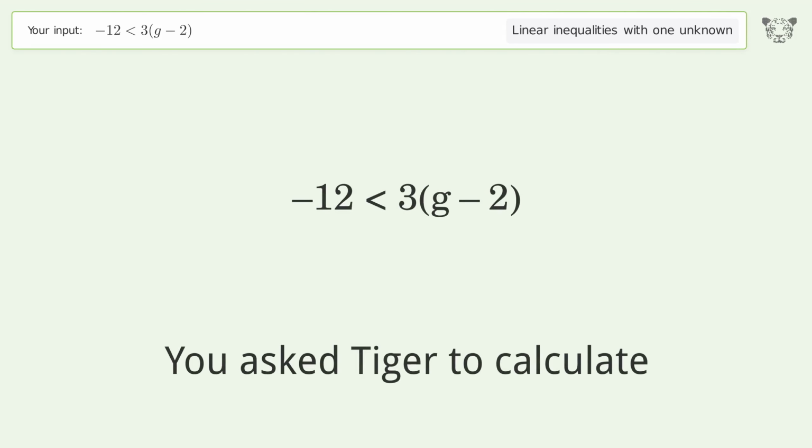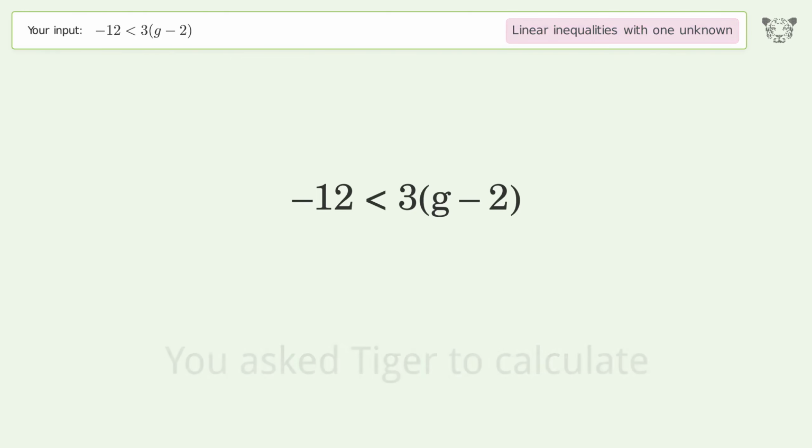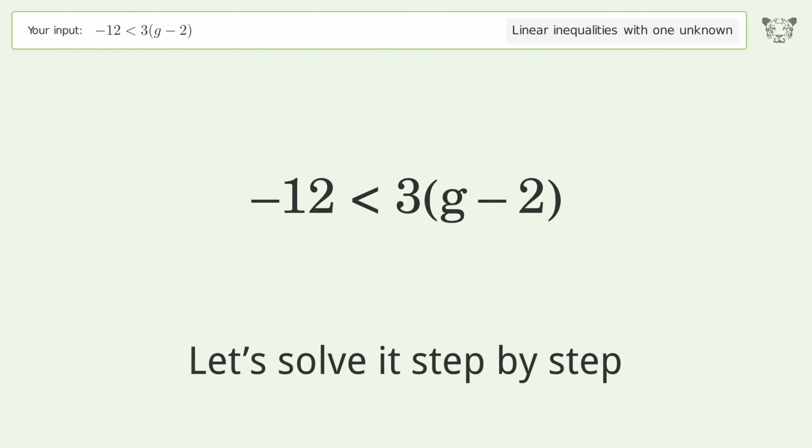You ask Tiger to calculate. This deals with linear inequalities with one unknown. The final result is g greater than -2. Let's solve it step by step.